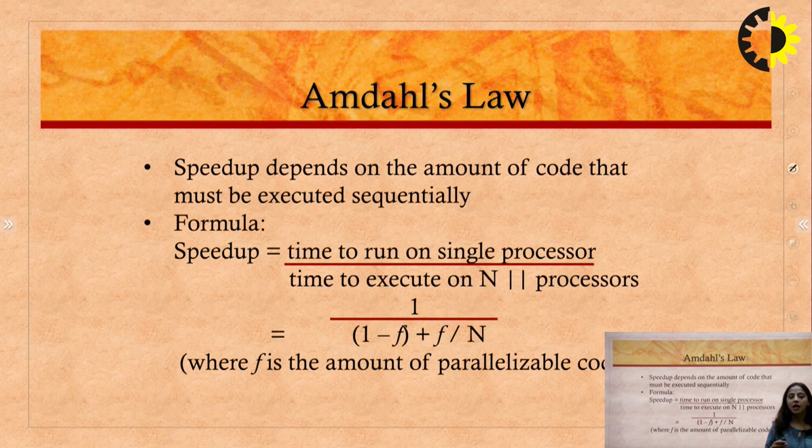Now, what is Amdahl's law? Speedup depends on the amount of code that must be executed sequentially. What is the formula of Amdahl's law? Speedup equals the time to run on a single processor divided by the time to execute on n parallel processors, which equals 1 upon (1 minus f) plus f divided by n, where f is the amount of parallelizable code. This is what we define as Amdahl's law.